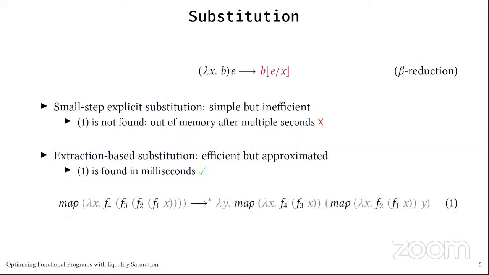In practice, if we look at rewriting a map of 4 functions into 2 maps of 2 functions, we can clearly see the difference in efficiency between the 2 approaches. On my laptop, if you use explicit substitution, you will not be able to find the goal on the right-hand side. My laptop ran out of memory after multiple seconds, while if you use extraction-based substitution, you can find the goal on the right in just milliseconds. So the difference is very important, very huge.